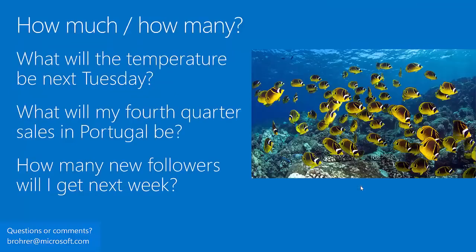The first one is how much or how many. Examples of this are, what will the temperature be on Tuesday? Or what will my sales be next quarter? These are questions that ask for a number. The type of algorithms that answer this are called regression algorithms, and they involve fitting a line or a curve or a surface to the data that can be used as a simplified version, a cartoon version of the data. And we'll show how this works in just a few minutes. But how much or how many is a very common question to ask of your data.